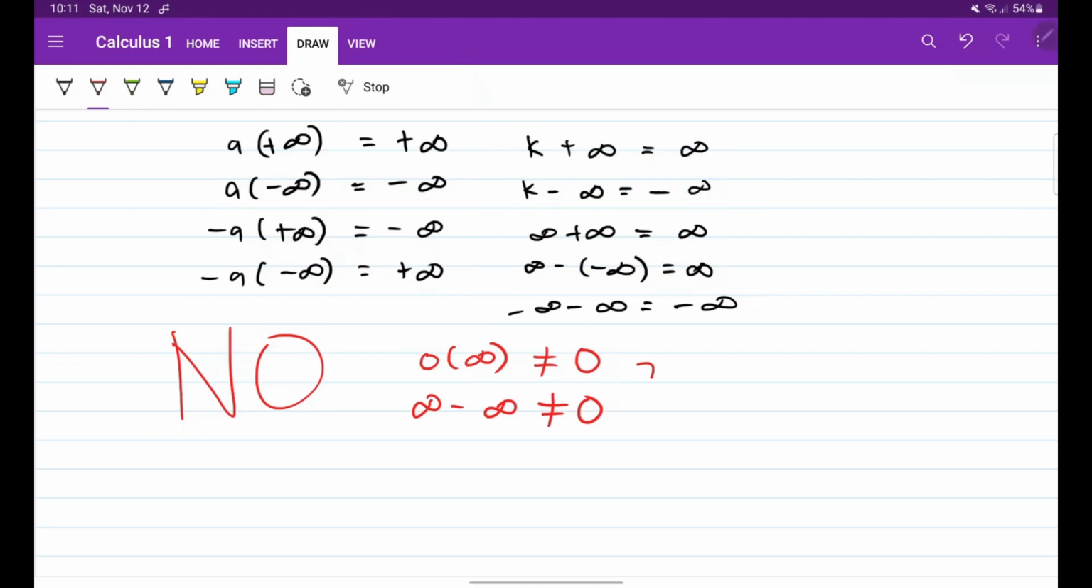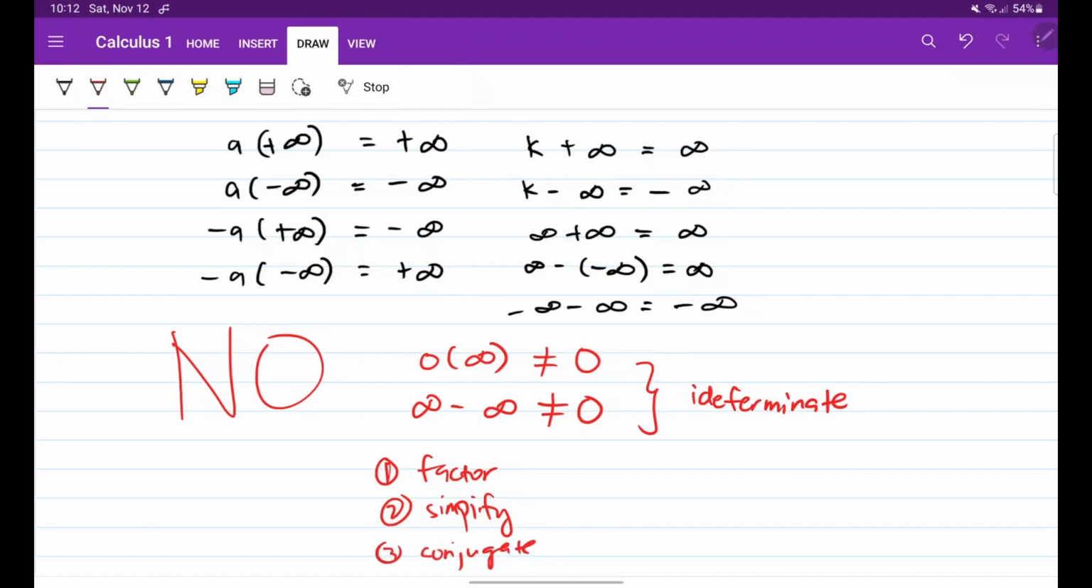And kapag ganito yung form natin, we call this indeterminate forms. And anong ginagawa natin kapag meron tayong indeterminate forms? We try to factor, to simplify, or take the conjugate. Okay, so makikita natin to in our future examples.